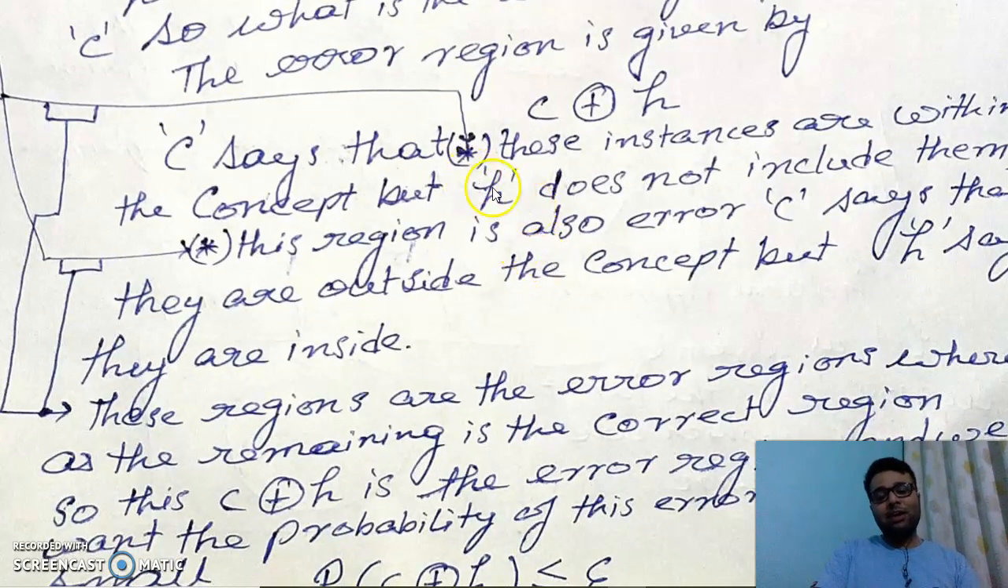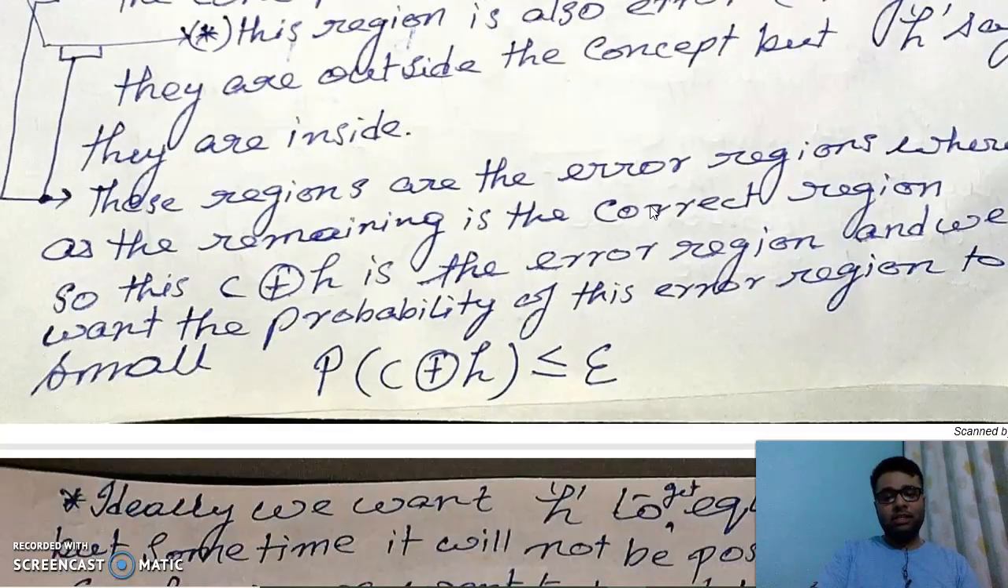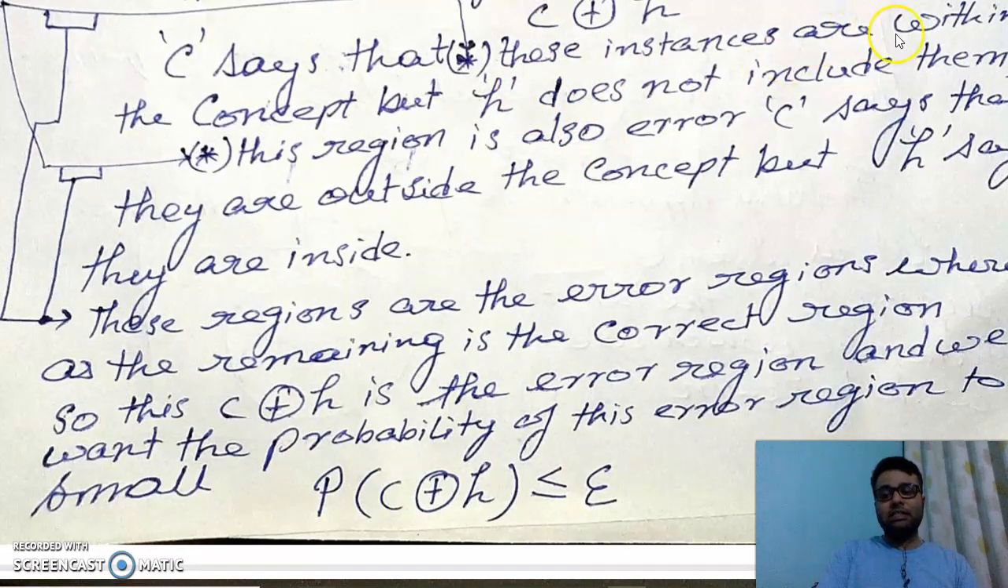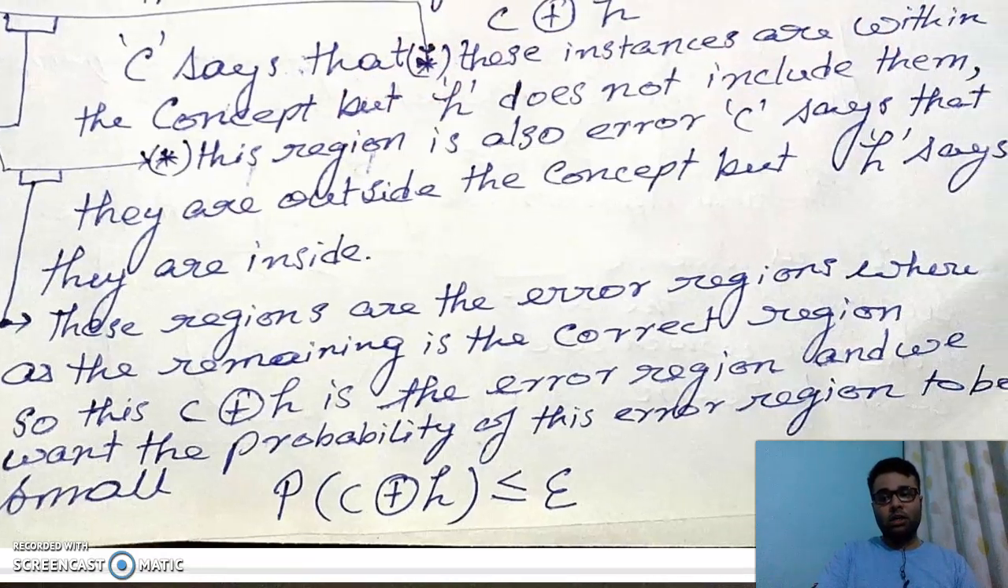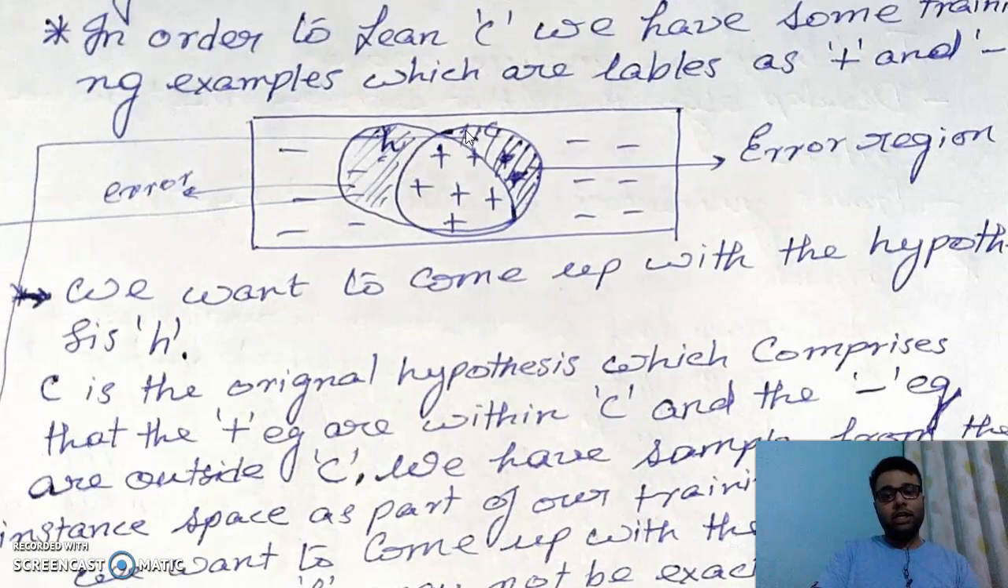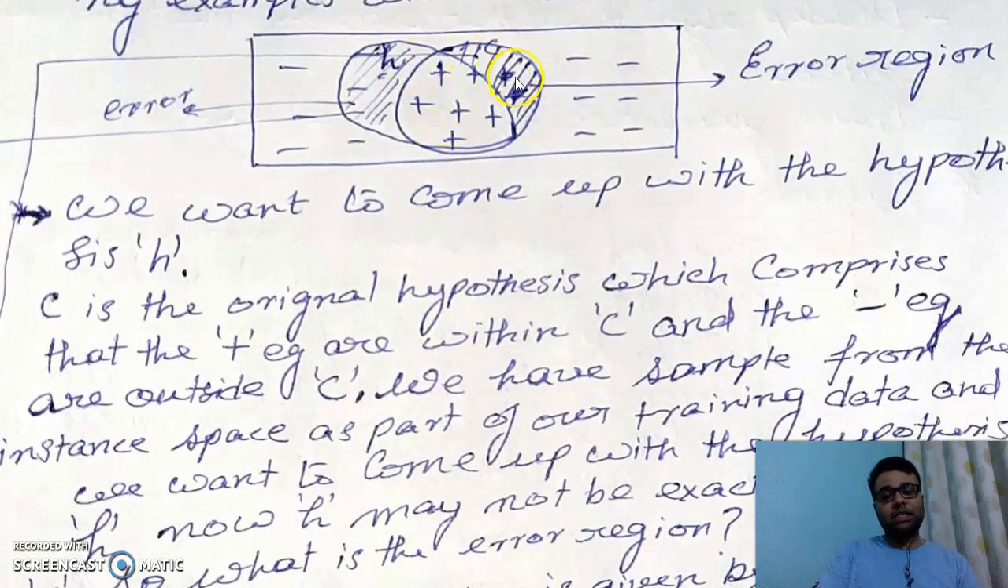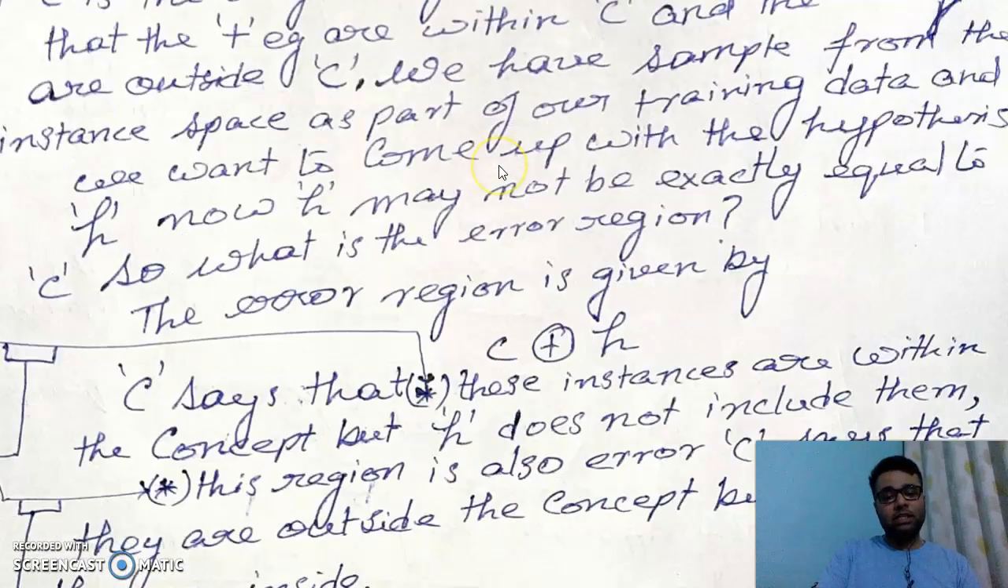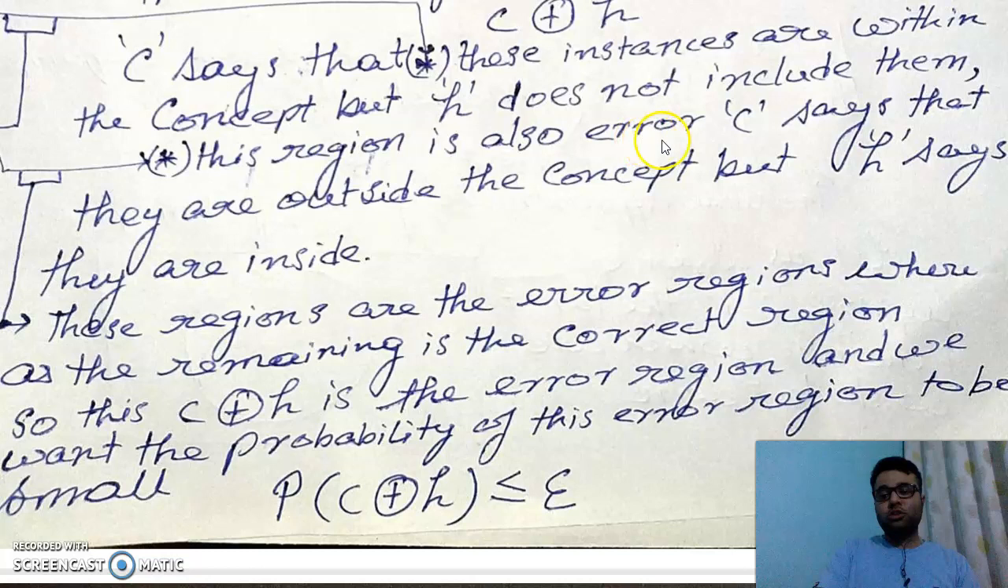C says that, in this error region, these instances are within the concept, but H does not include them. Whatever training data is present in C cannot be included in H, and whatever training data is present in H cannot be included in C. So this region is also error. C says that they are outside the concept, but H says that they are inside. So there is a contradiction which is actually happening.